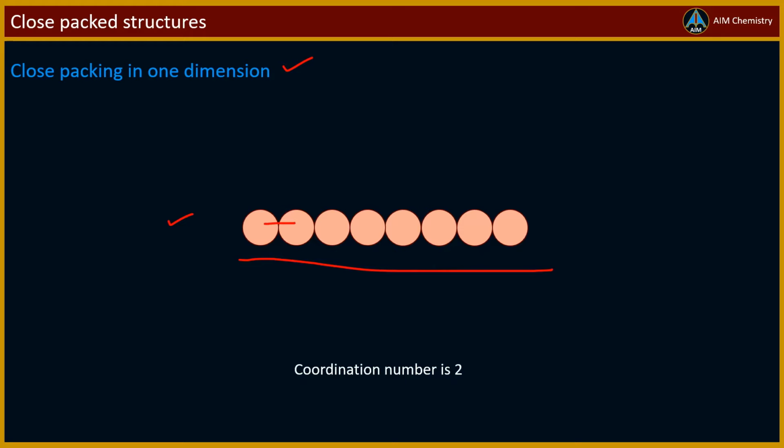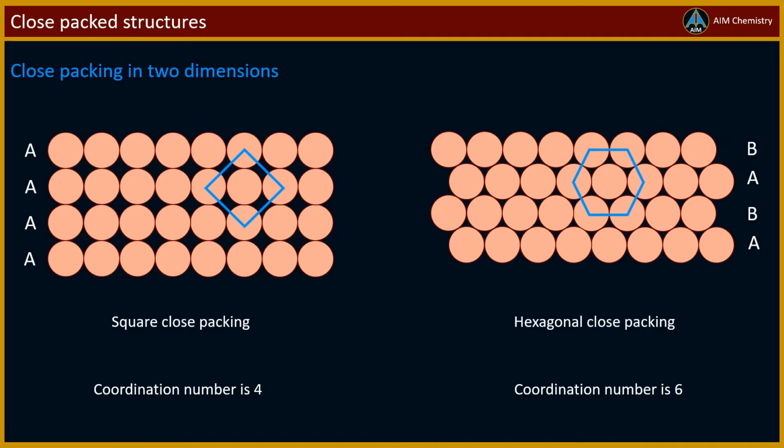In this arrangement, each sphere is in contact with 2 of its neighboring spheres. The number of nearest neighbors of a particle is called its coordination number. Thus, in a one-dimensional close-packed arrangement, the coordination number is 2. For close packing in 2 dimensions, there are 2 different ways of arranging spheres.